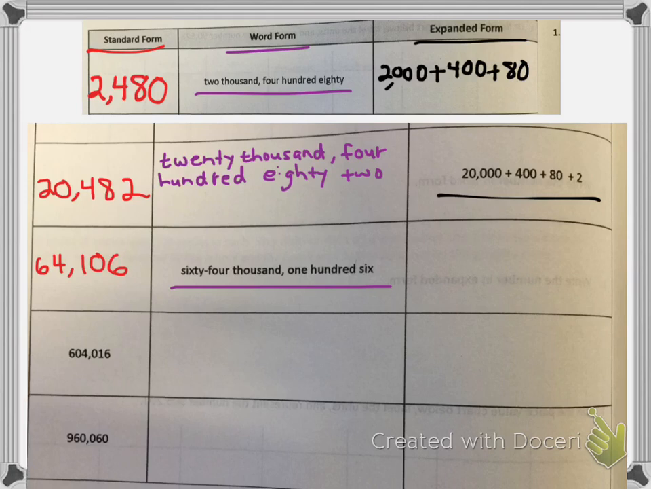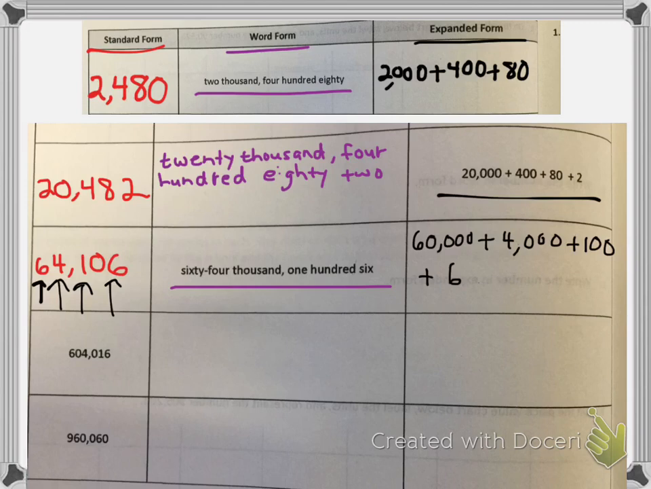Now let's do this in expanded form. So remember, with each section, we are going to expand it. So we have 6 10,000s. So it's going to look like 60,000 plus 4,000. So plus 4,000. Plus 100. Plus 100, and I'm going to need a little bit more space, and then plus 6, so plus 6 ones. Boom. Okay, there we go. That is expanded form.